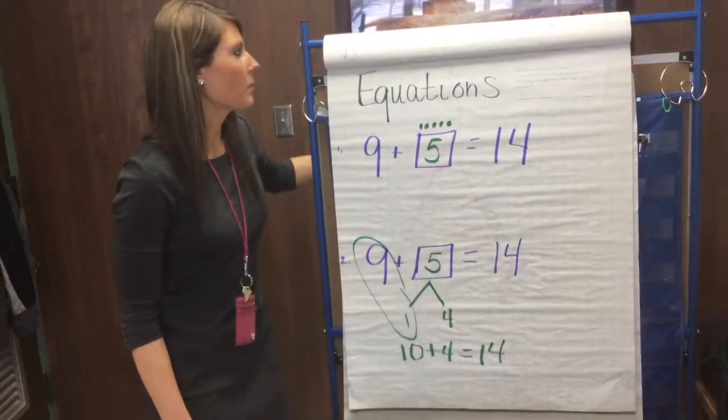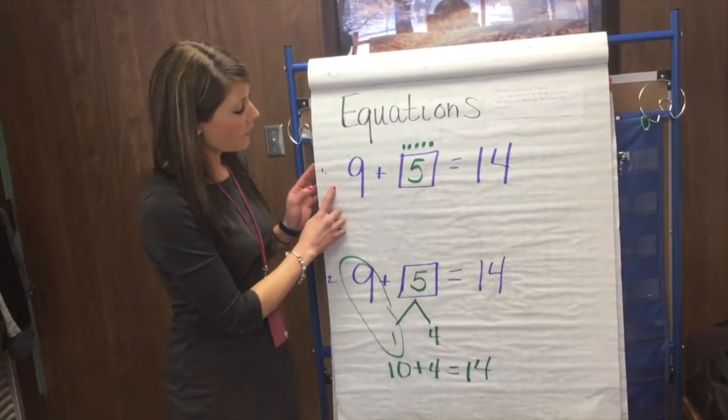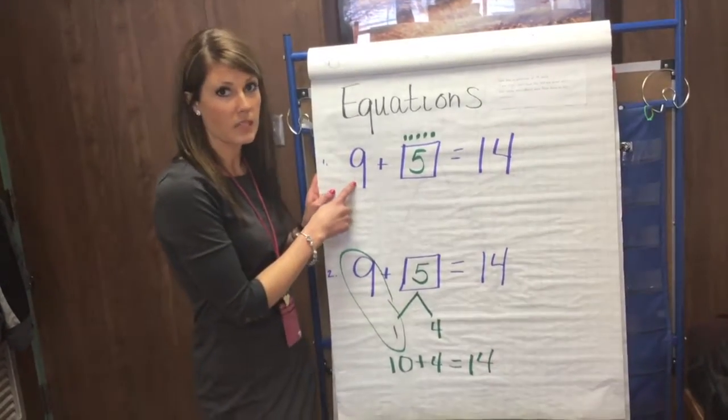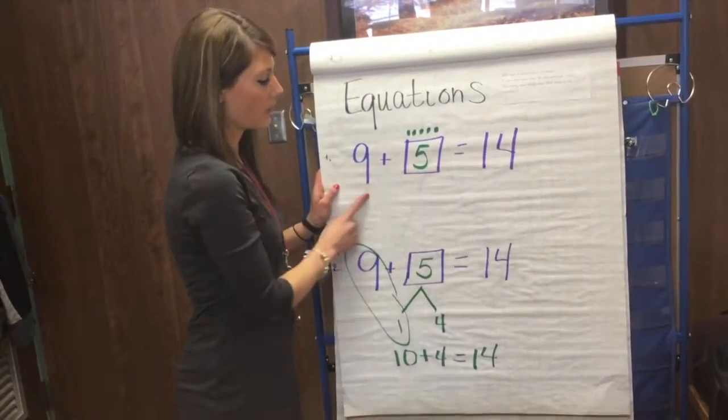Some students might solve using equations. So some students might write an equation with an unknown add-end, starting with 9 to represent the 9 clam shells, and draw circles above until they count up to 14.